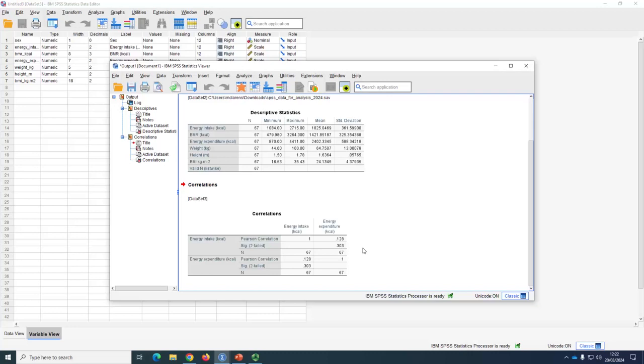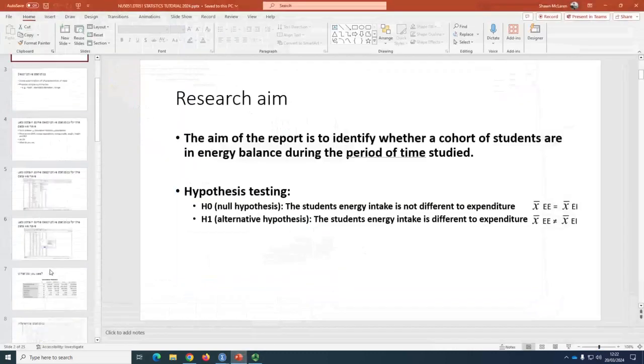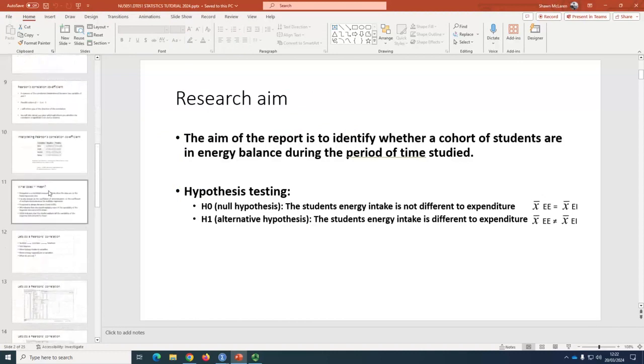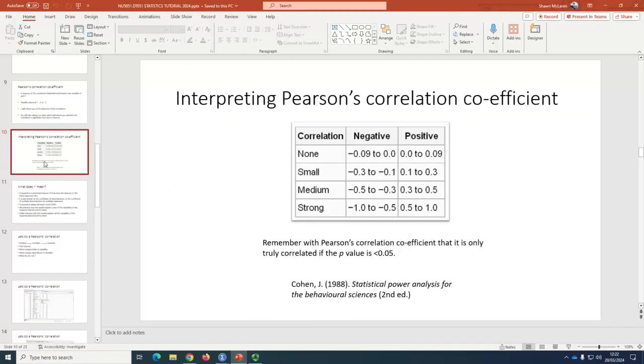So R gives us the strength of the correlation. You've got a table in your slides that tells us about strengths of correlation. So we said ours is 0.128, is that right? Yeah? So it's a small positive correlation. So as energy intake increases, we see a small increase in energy expenditure, for every unit we go up. But not much, very small relationship.